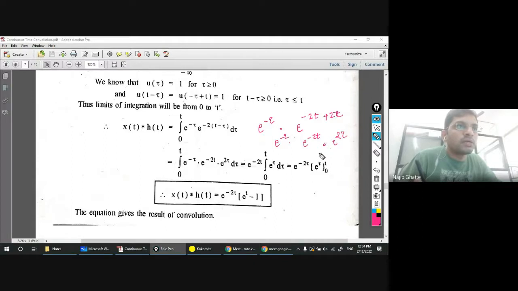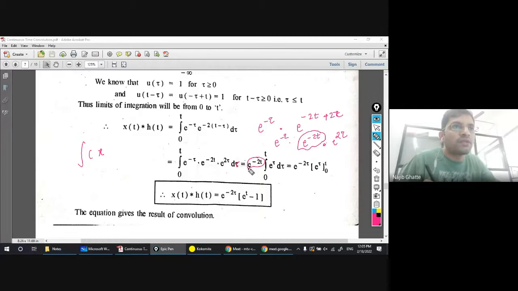Yes, done. Okay, sir, but मैं जो इंटीग्रेशन जो करने वाला हूं, my integration is with reference to tau, sir. So this e raised to minus 2t is like a constant. Constant comes out of the integration sign. Example, अगर मैं लिखता हूं integration of cx, so c is a constant. C comes outside. That is the reason e raised to minus 2t has come outside.